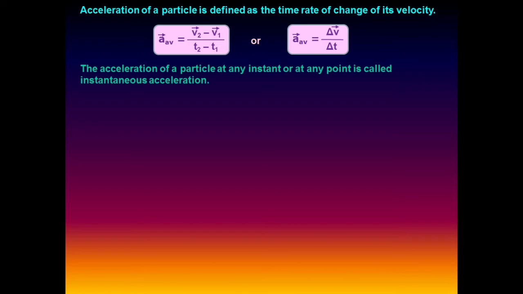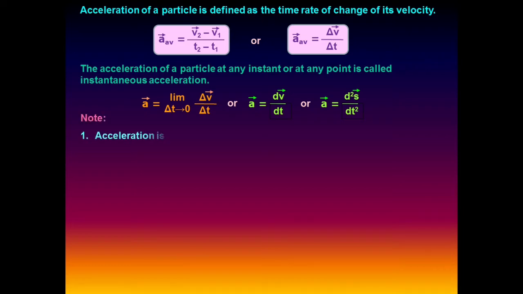The acceleration of a particle at any instant or at any point is called instantaneous acceleration. So a vector is equal to limit del t tends to 0 of del v vector by del t. Or we can say a is equal to d by dt of v vector, or dv vector by dt. Or we can say that a vector is equal to d square s vector by dt square.